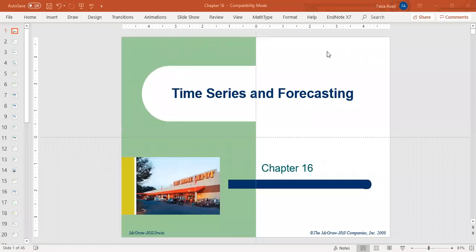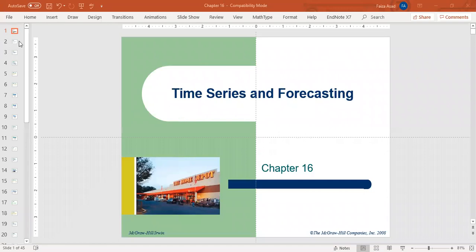Assalamu alaikum. Now we are going to start chapter 16. This chapter will discuss the concept of time series and forecasting. Time series is basically the collection of data recorded over a period of time, and forecasting is the assumption for the future on the basis of previous events.